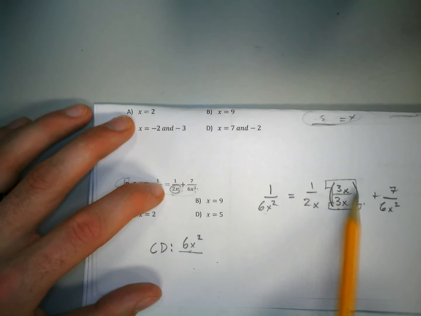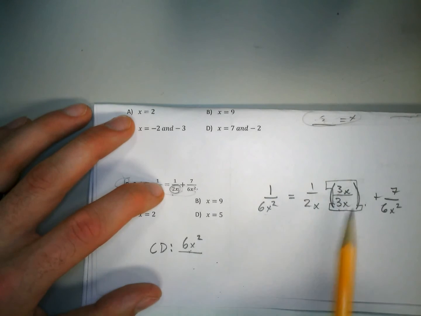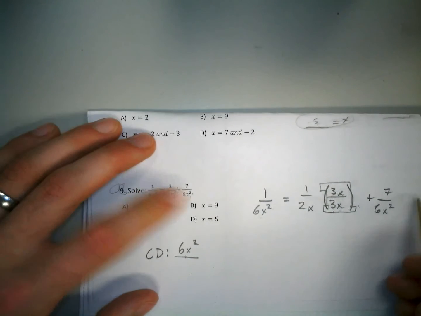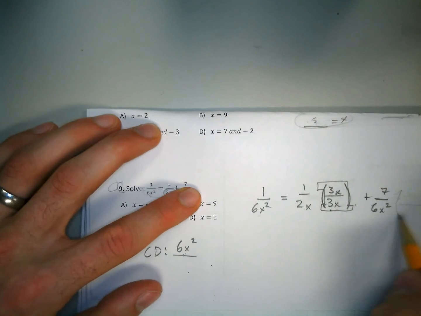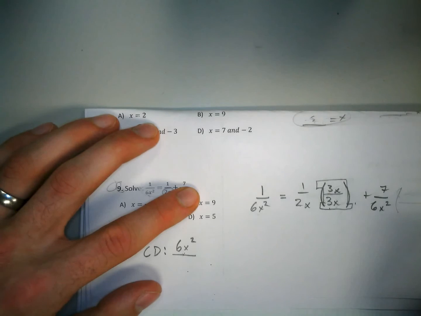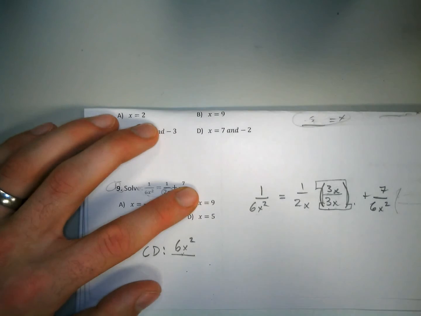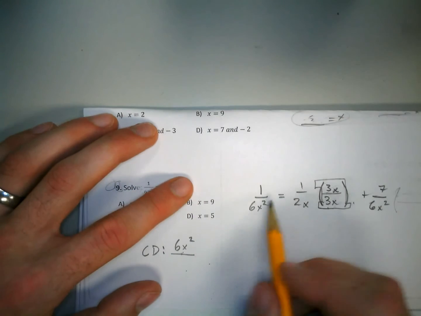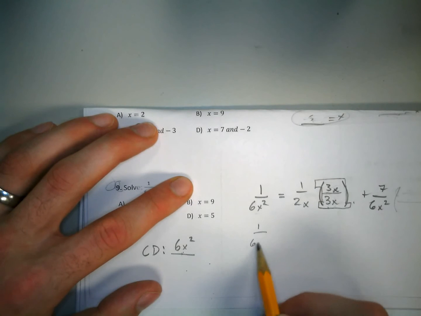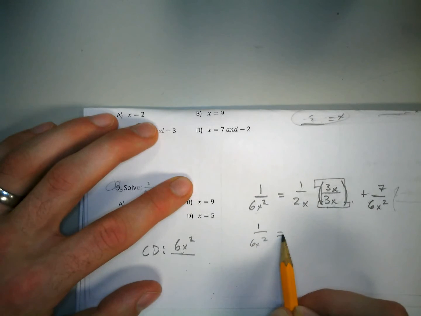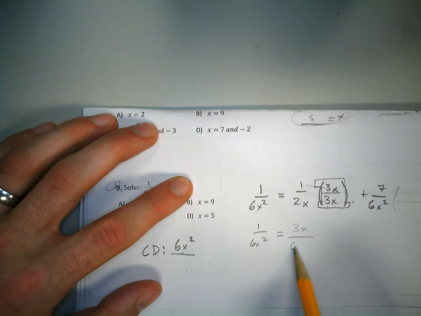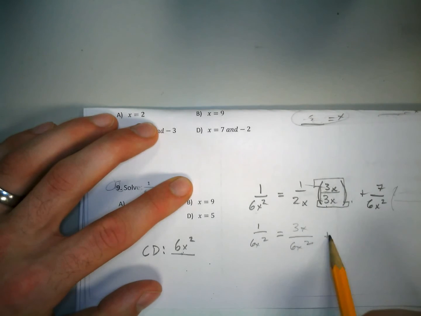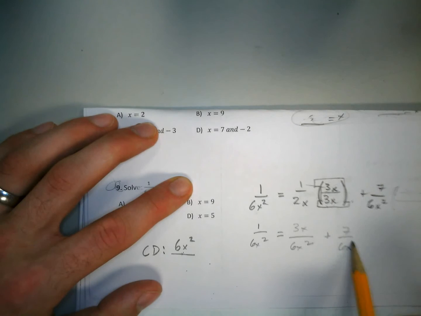Because we're using an ugly 1, but you're allowed to. I could take this and multiply it by the whole quadratic formula over the whole quadratic formula, and it would look ridiculous, but it would be okay because it's 1. So 1 over 6x squared equals, what do we have on the top here? 3x. And on the bottom we have what we wanted, x squared plus 7 over 6x squared.